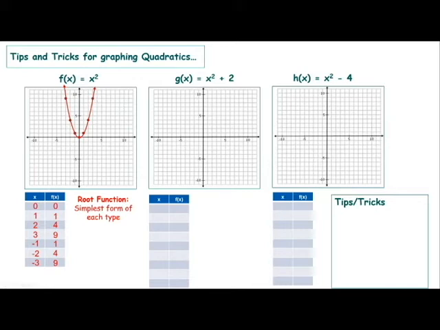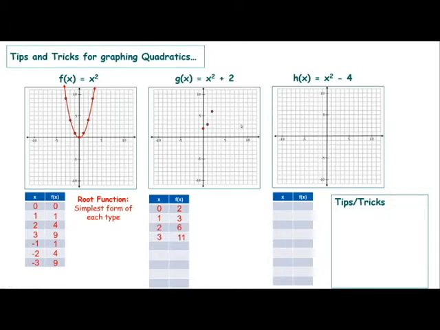Let's take a look at the second one. X squared plus 2. If I were to stick in a 0, 0 squared is a 0 plus 2 gives me my 2. There's my coordinate. If I plug in a 1, 1 squared plus 2 is 3. If I plug in a 2, 2 squared plus 2 is 6.